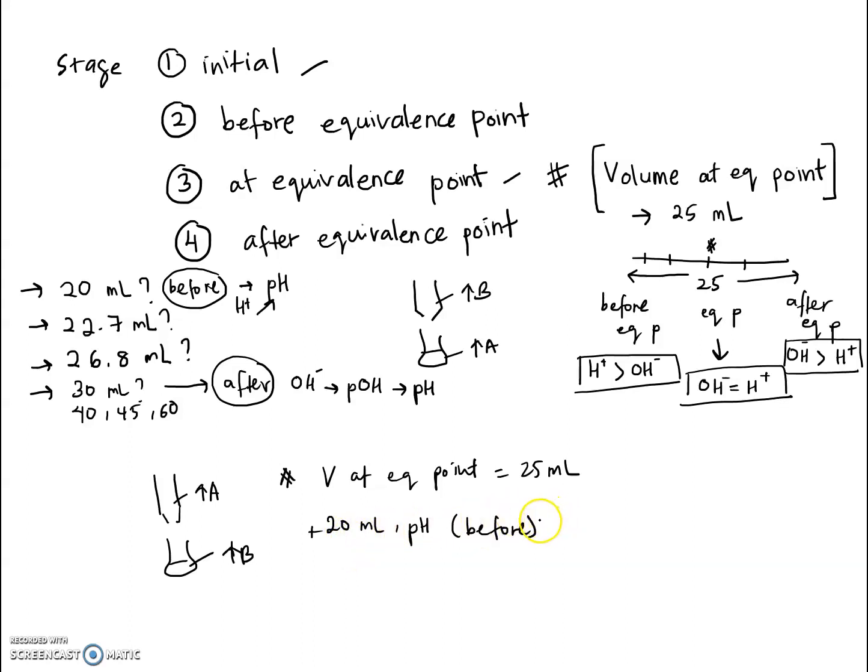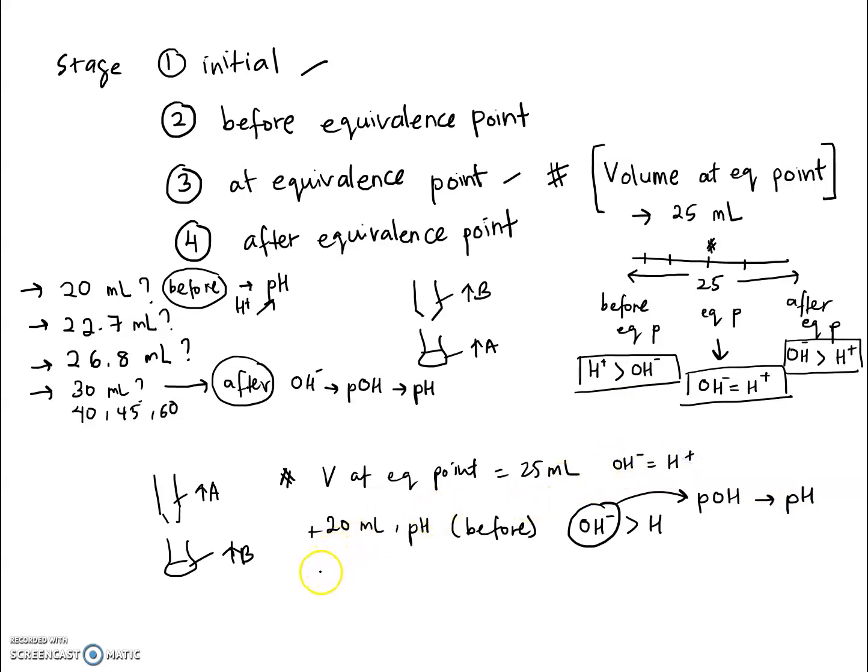So the concept, since strong base is in the conical flask, for before the equivalence point, the concentration of hydroxide is more than H plus. That's why you find pOH, then pH. At the equivalence point, the concentration of hydroxide equals H plus.